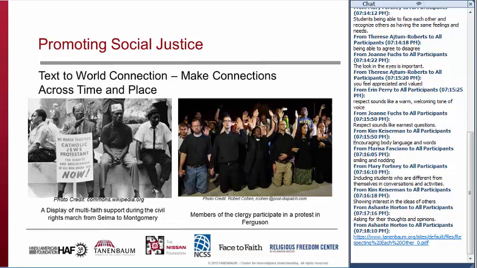And we can see in these two examples that we have up on the screen, in the ongoing history of the African American people and the struggle for freedom and equality. So the slide shows a picture of multi-faith support both during the Civil Rights March from Selma to Montgomery, as well as more recently, members of the clergy participating in protests in Ferguson, Missouri. And events like these provide a really great opportunity to spark discussion in your classroom.